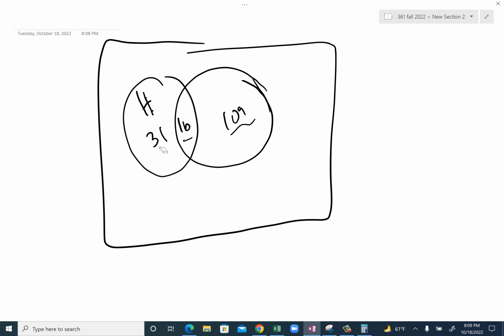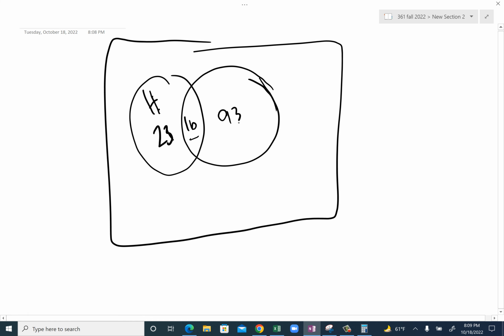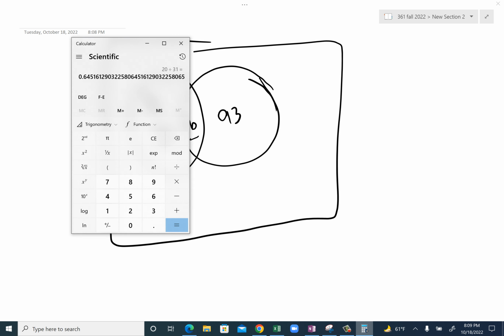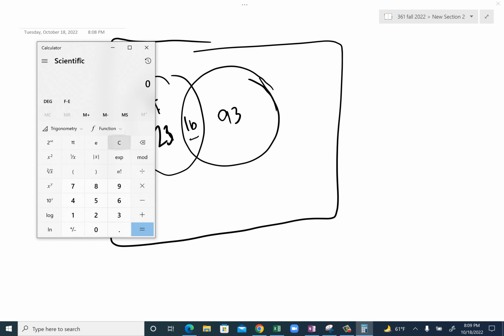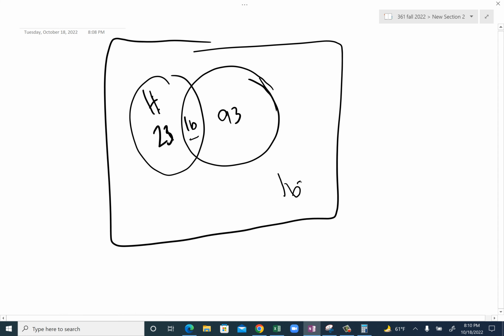Well, what goes in here then? 23. And what goes in here then? 93. Is there still 109 in here? Yep. And then the rest of the people, I can't do math, which is good because I teach it. 300 minus 93 minus 16 minus 23 is 168 people out here. So that's the game.